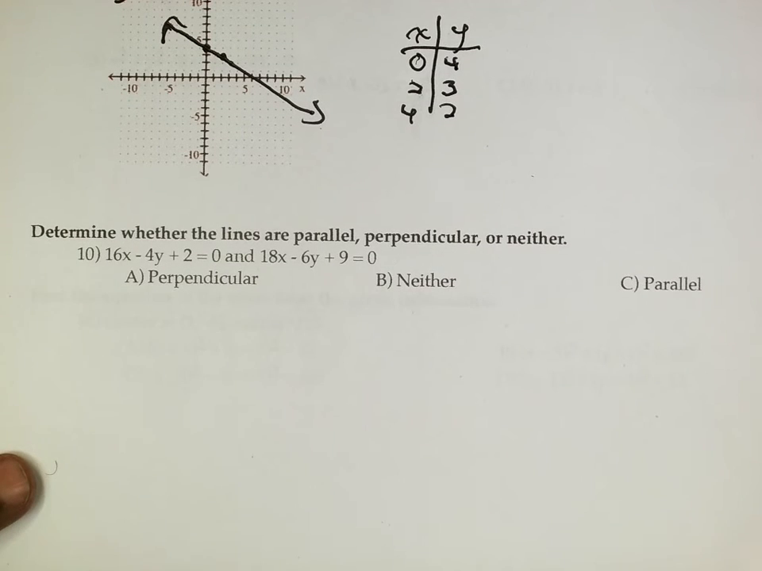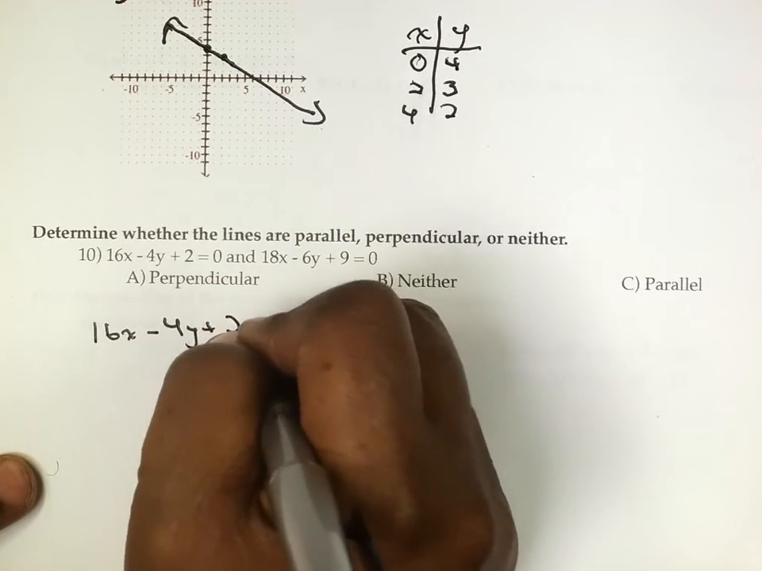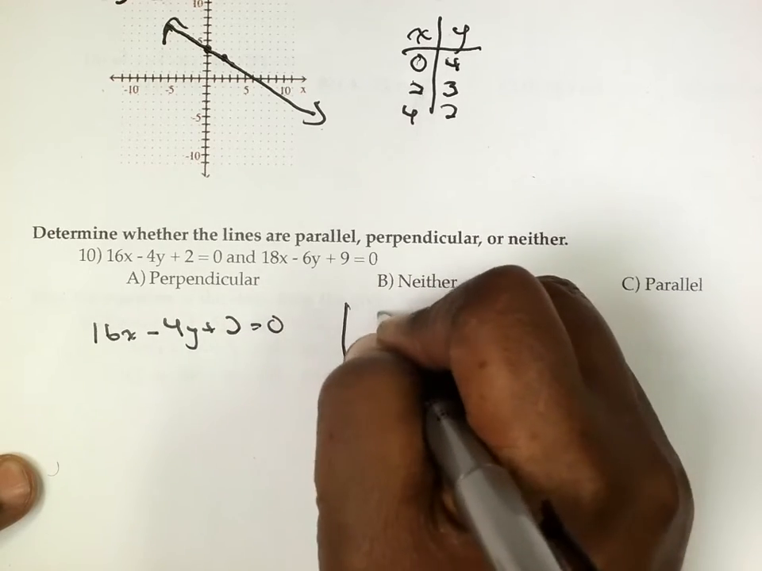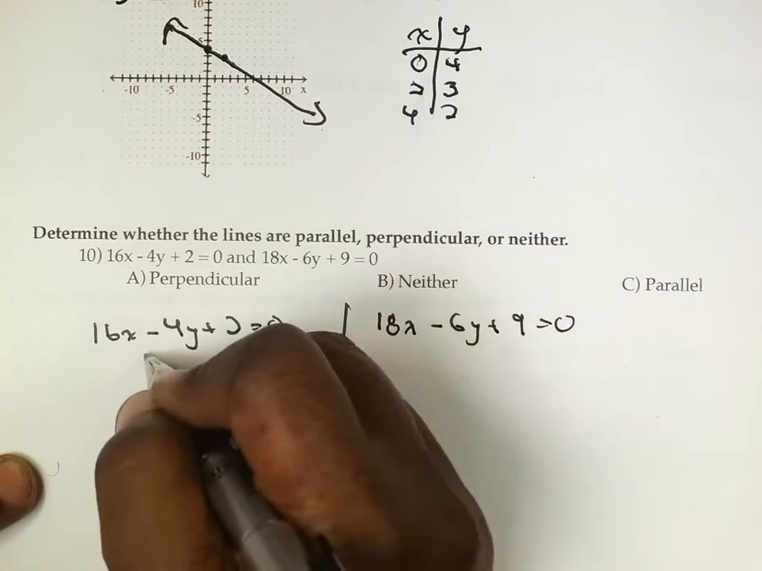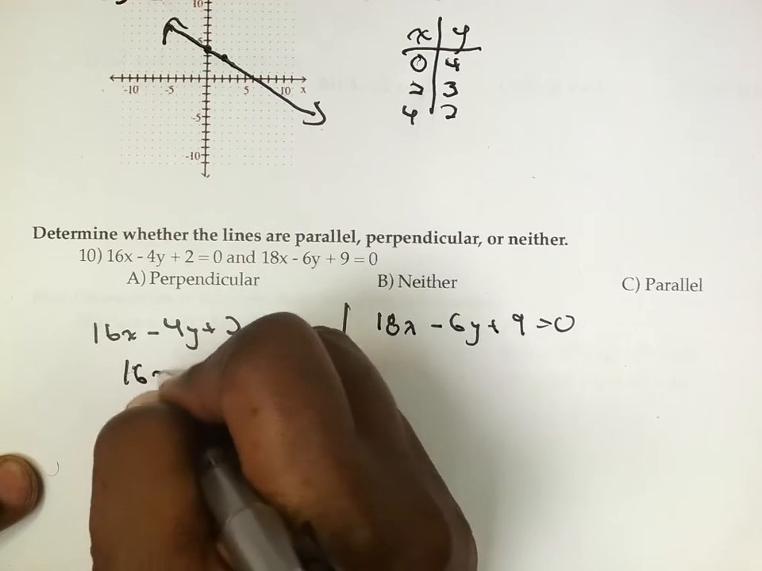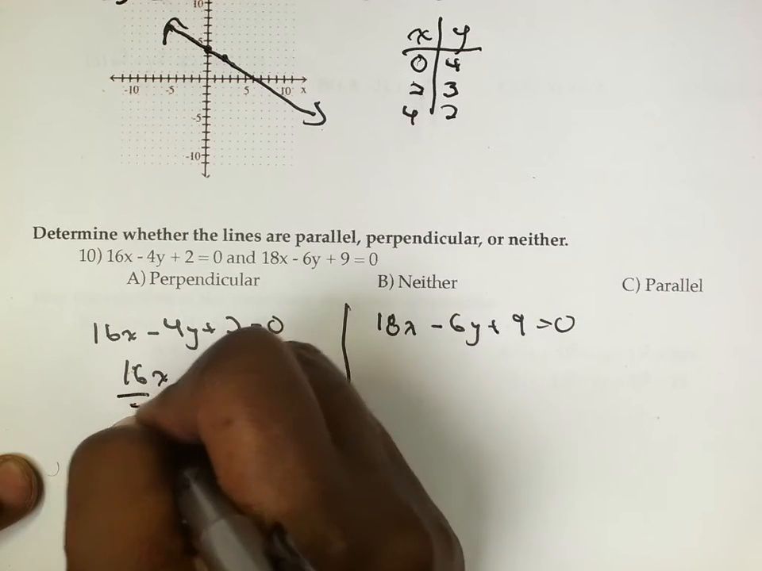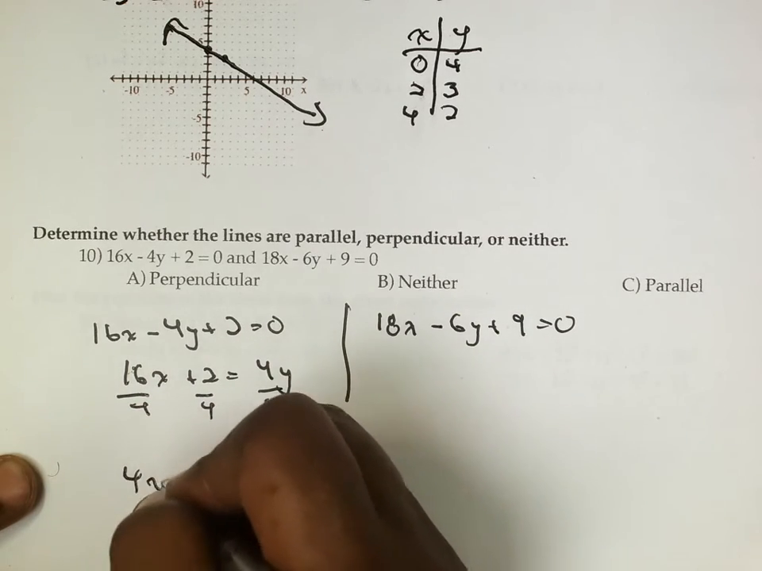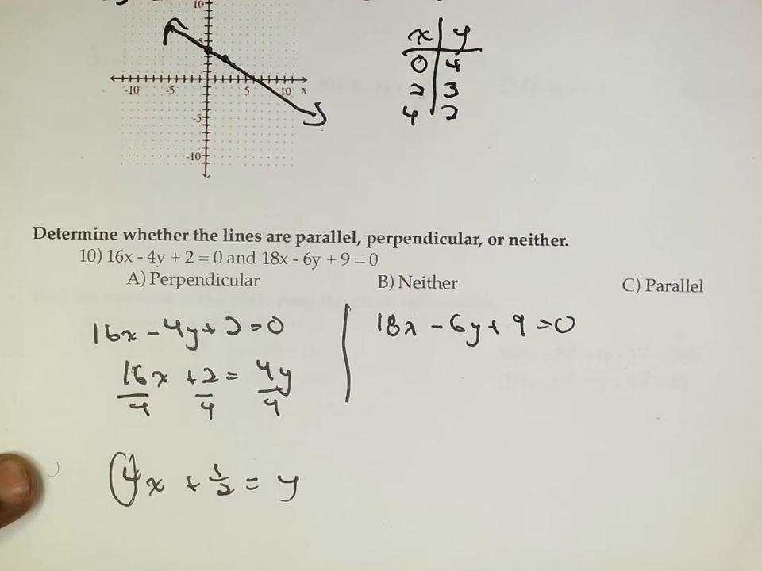And then for number 10, again, we want to know if these are parallel, perpendicular, or neither. So I want to put them both into slope-intercept form so I can see what their slopes are. So I'm going to move the 4y over, and I'd get 16x plus 2 equals 4y. Divide everything by 4. So I get 4x plus 1/2 is equal to y. Coefficient of the x is always my slope, so it's 4.